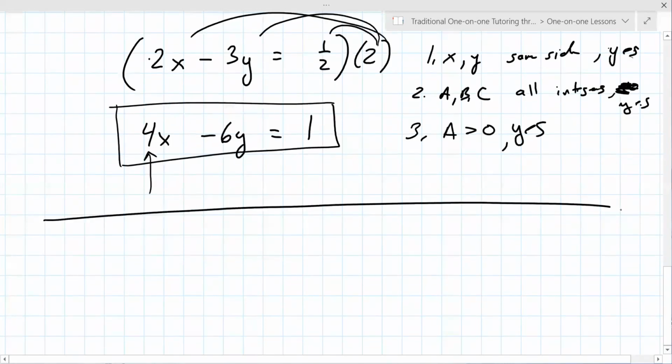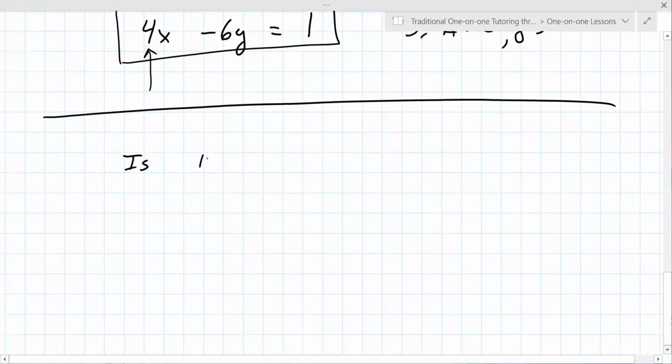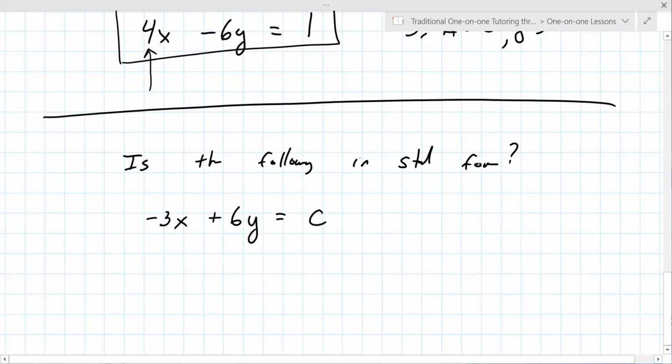Okay, so let's try another one here. Is the following in standard form? Let me give you one here: minus 3x plus 6y equals 0. Okay, so let's go through the 3 things. Are x and y on the same side? Yeah. Are a, b, and c all integers? Yes, it is.